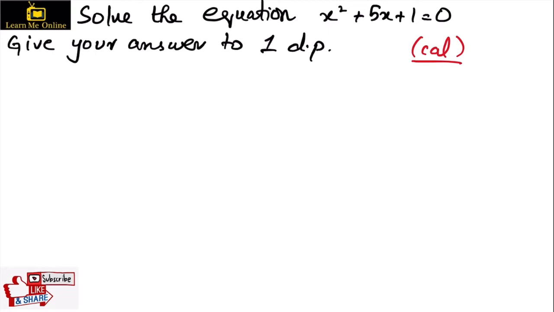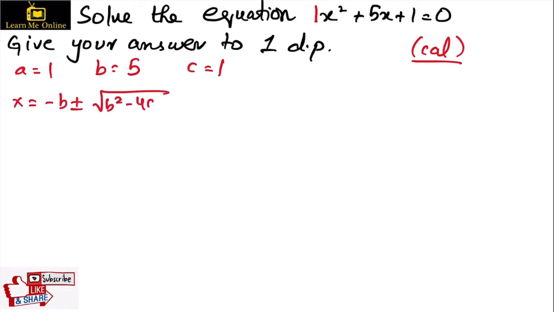We're going to start with the same thing by taking what a, b and c are. So a is 1, because we don't have any coefficient of x squared, so it means it's a 1. From the equation we know b is 5 and c is 1. So all three of them are positive. The quadratic formula is minus b plus minus the square root of b squared minus 4ac, over 2a. I'm going to use this quadratic formula and substitute the values in there.